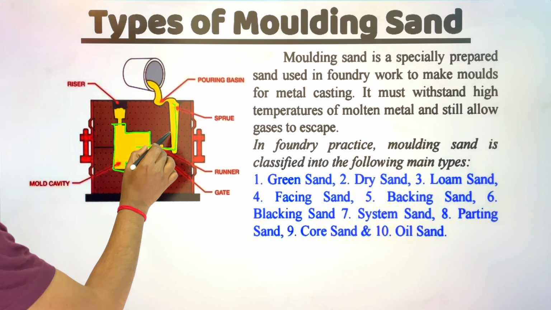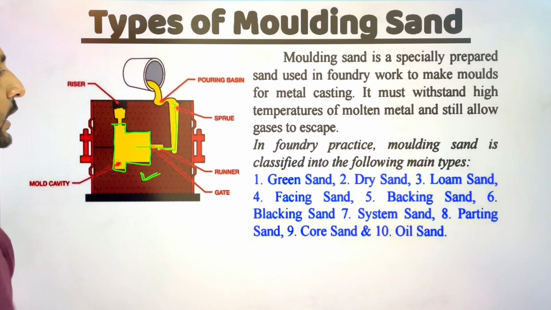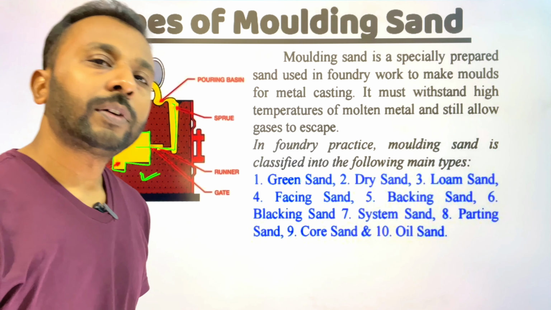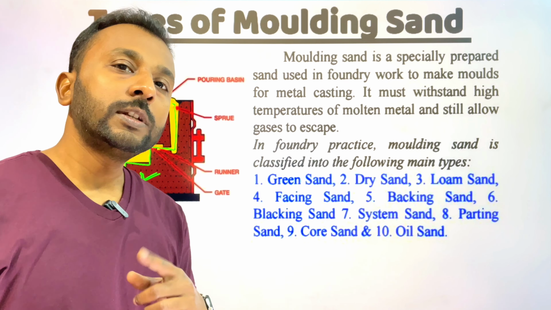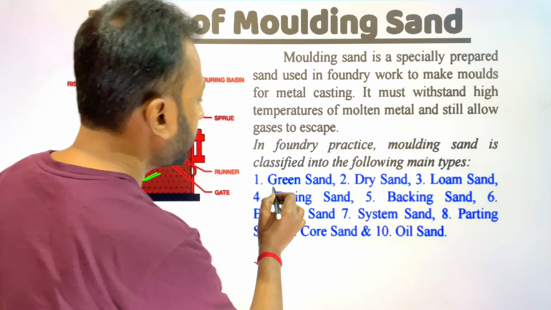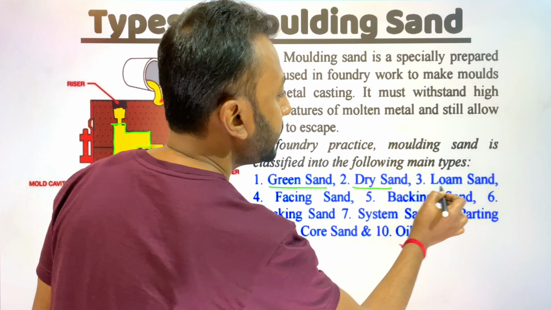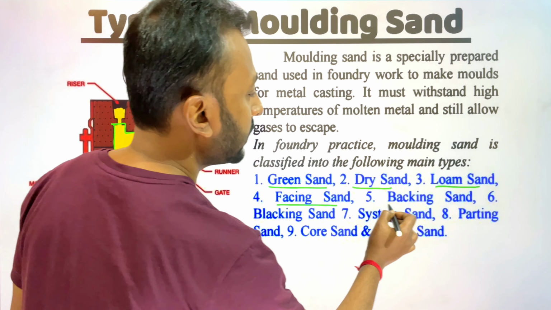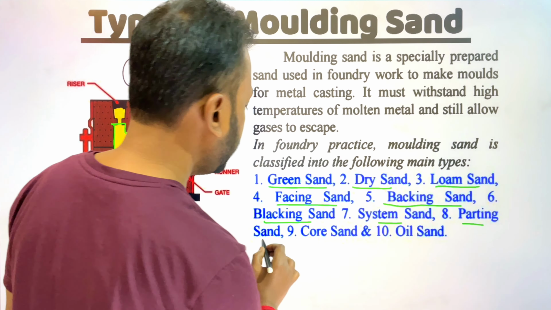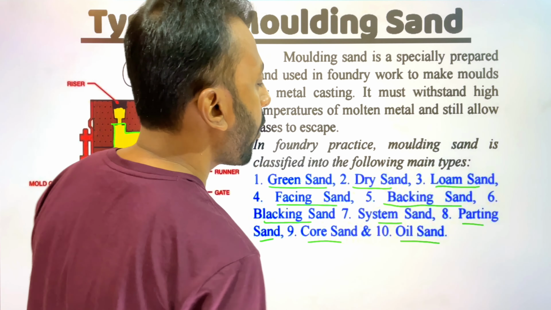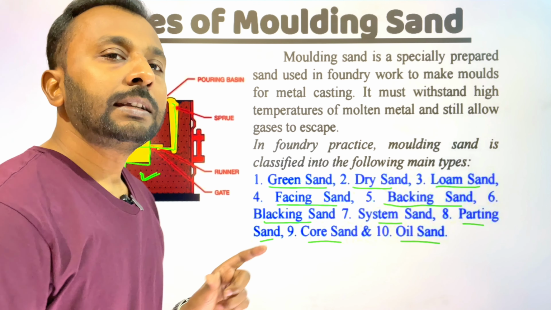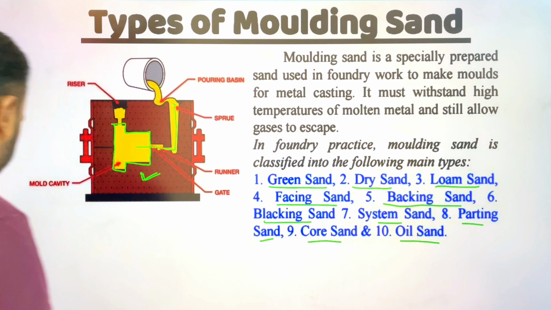So depending on the composition, molding sand is classified into different types, but in this video I will discuss 10 important types of molding sand. Those are green sand, dry sand, loam sand, facing sand, backing sand, blacking sand, system sand, parting sand, core sand and oil sand. So let's now discuss these 10 types of molding sand in detail.